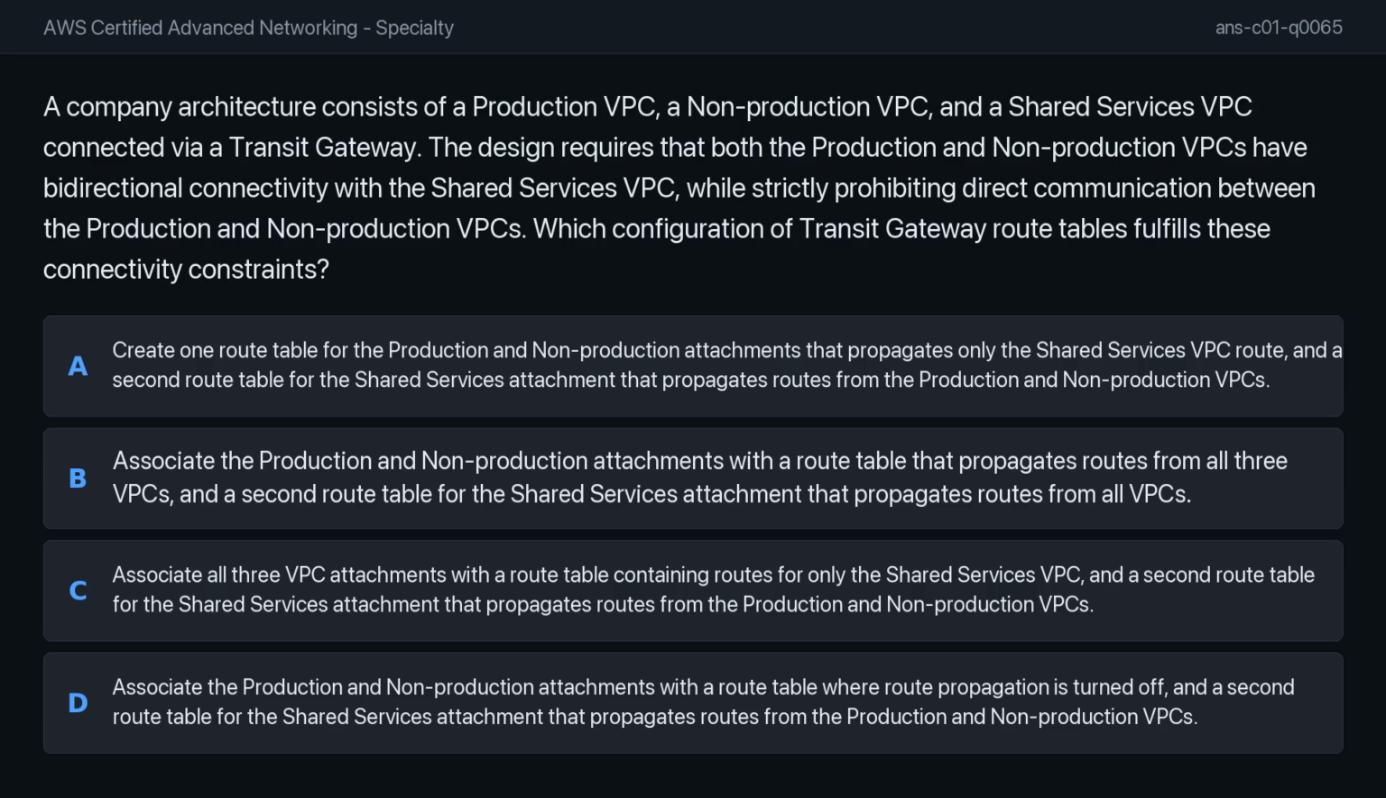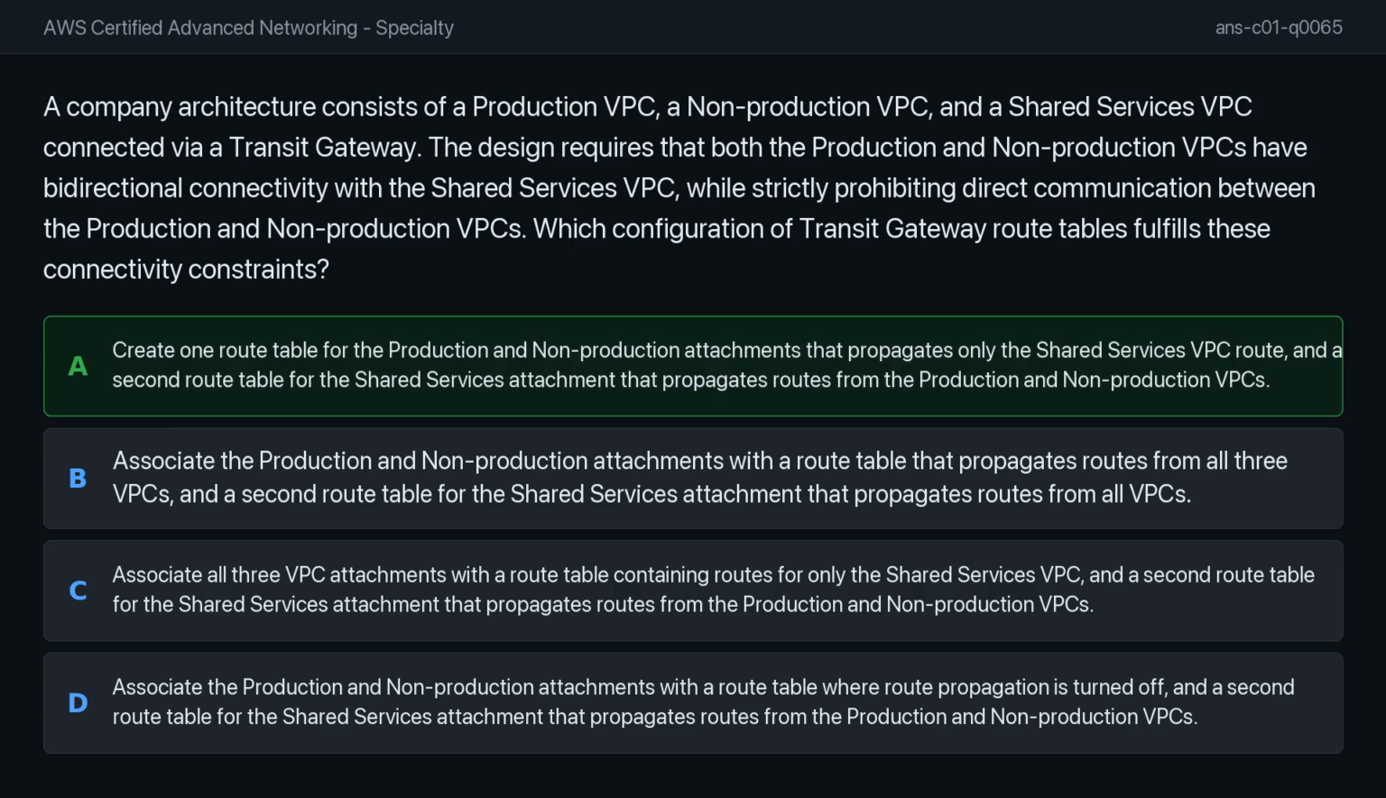This question tests your understanding of transit gateway routing. Specifically, it asks how to control traffic flows between VPCs when they are all connected to the same gateway. The goal is to enforce network segmentation, allowing specific VPCs to communicate with a central hub while blocking them from talking to each other. This is a common requirement in multi-account environments, where security policies dictate that production and non-production environments must remain isolated from each other.